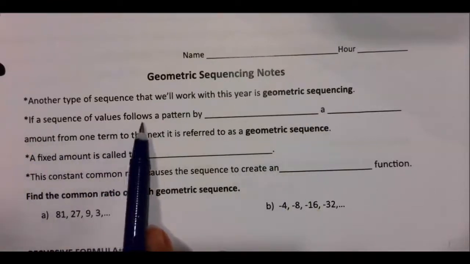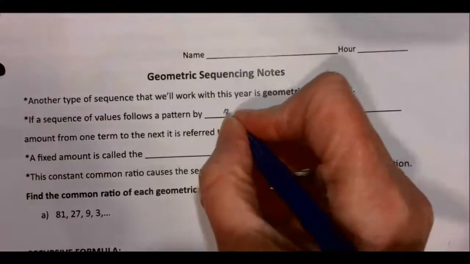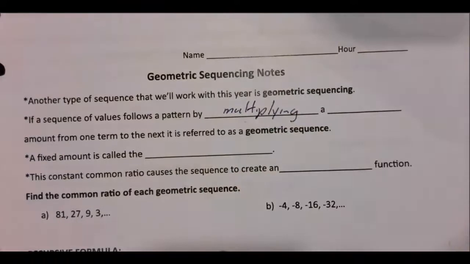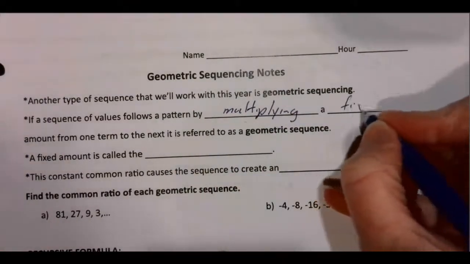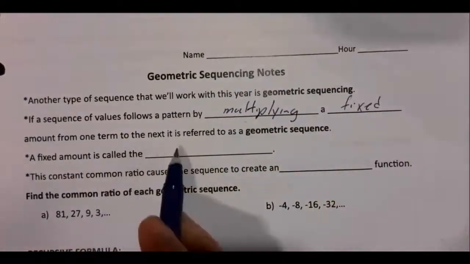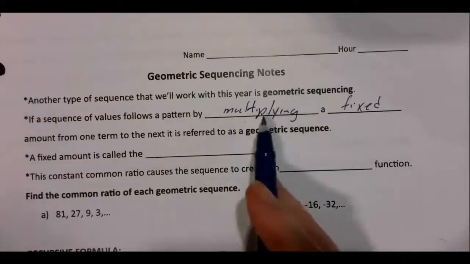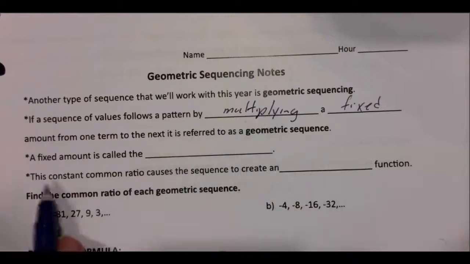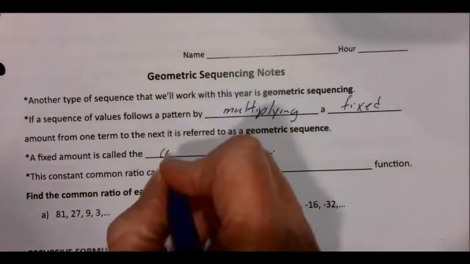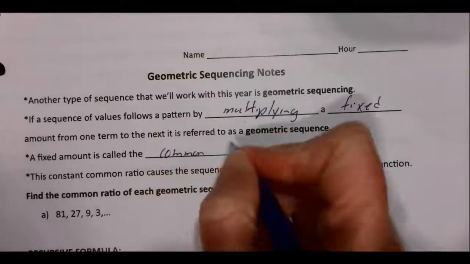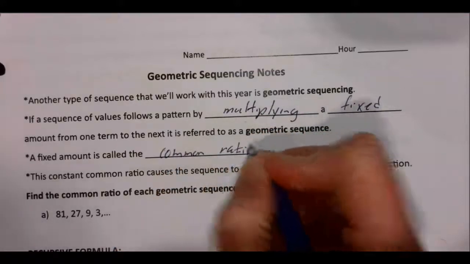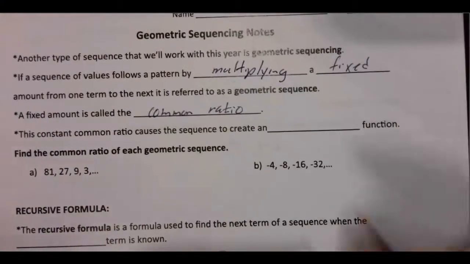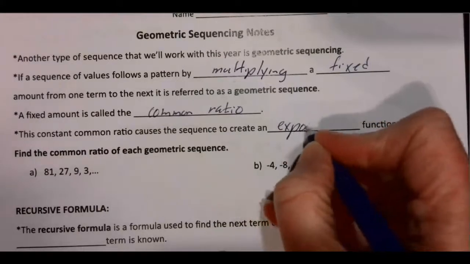If a sequence value follows a pattern by multiplying a fixed amount from one term to the next, it is referred to as a geometric sequence. So if we're multiplying, remember arithmetic, we were adding or subtracting. A fixed amount is called the common ratio. This constant common ratio causes a sequence to create an exponential function.